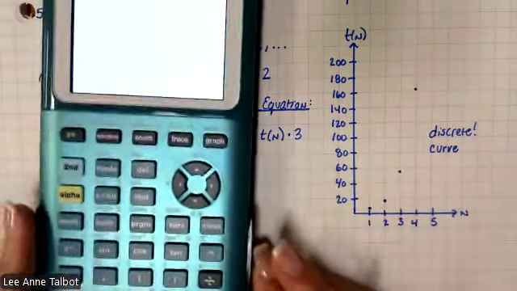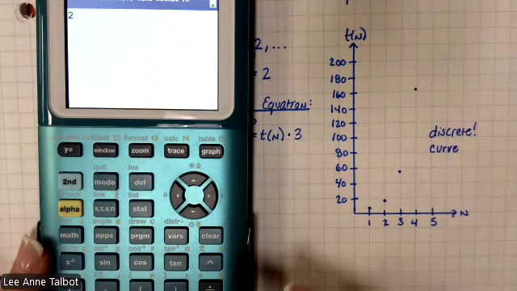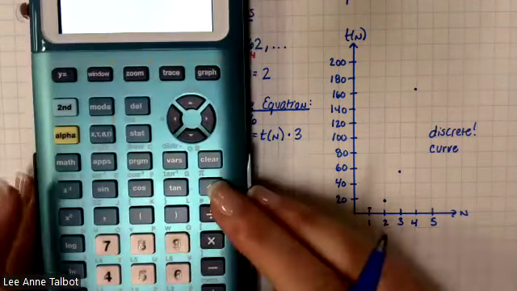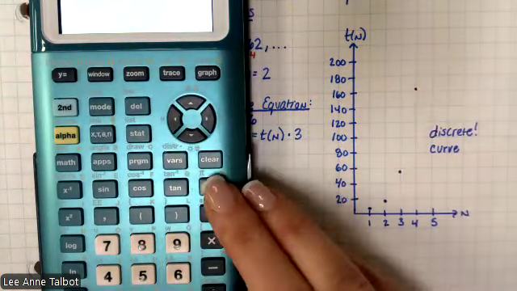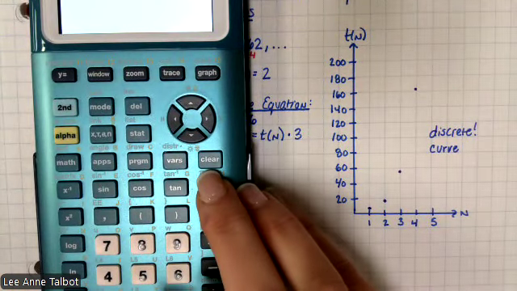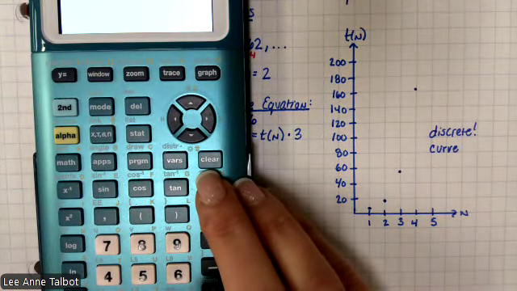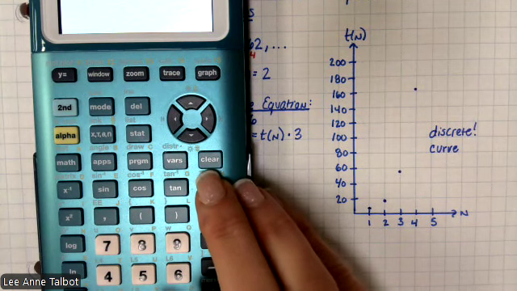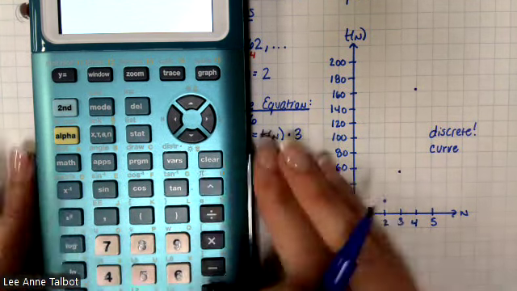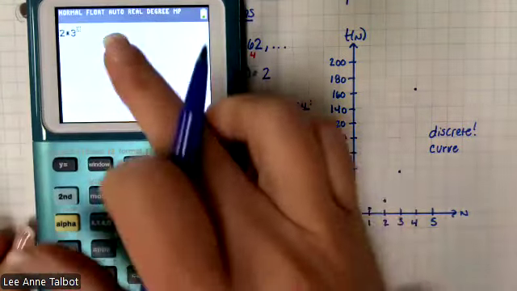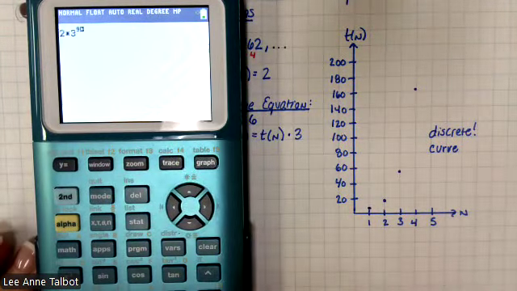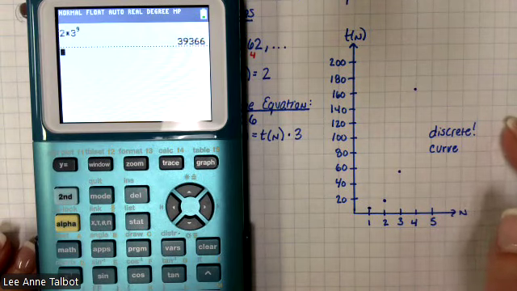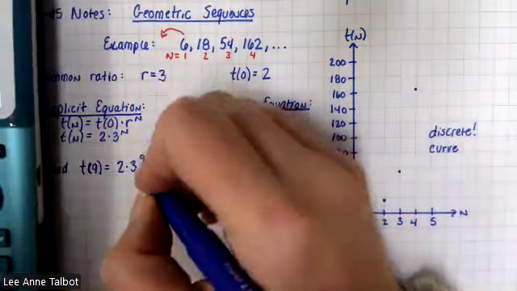So let's practice 2 times 3. And then when you hit that button, you have to say it to yourself, like you're really into it. You've got to say it in your mind. So 2 times 3 to the 9, which is 39,366.